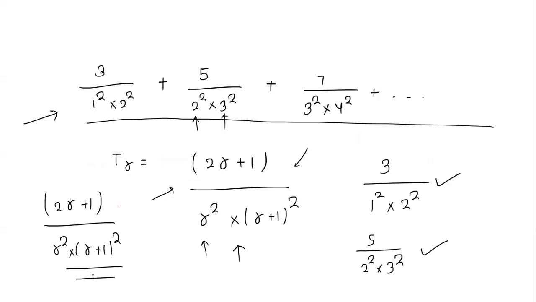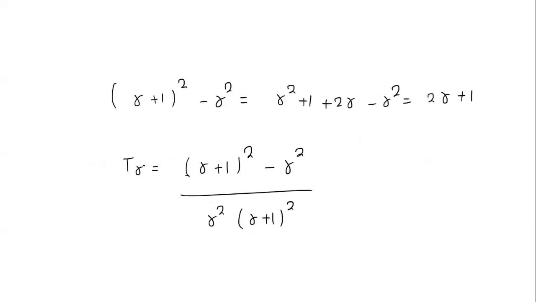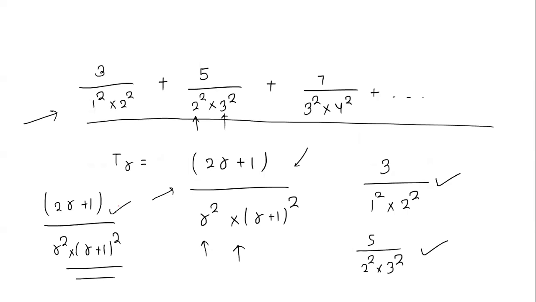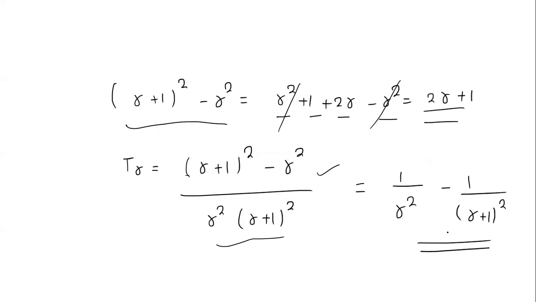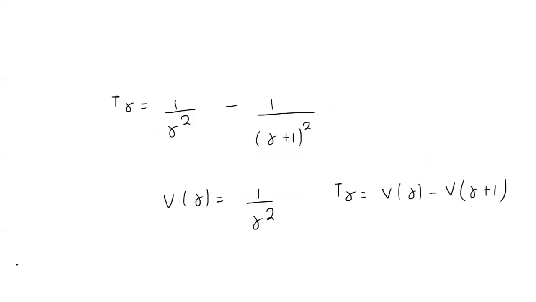And here you see we have r plus 1 whole square and r square. Now if you take the difference of these two, it will become r square plus 1 plus 2r minus r square. So the r square will cancel and the difference of the squares is equal to 2r plus 1, which is equal to the term we have in the numerator. So we can replace the numerator by r plus 1 whole square minus r square, and in the denominator we have the multiplication of these two squares. So now you can write this as 1 divided by r square minus 1 divided by r plus 1 whole square. So till here we simplified the terms.